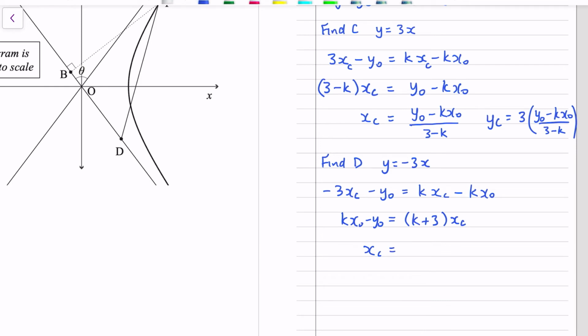It's not xc we're finding here. Oh gosh, you can tell it's getting tricky when it gets sloppy like this. It's xd that we're finding. And then the y value of d is negative 3 lots of this.